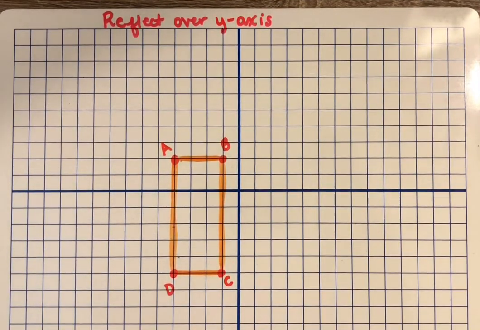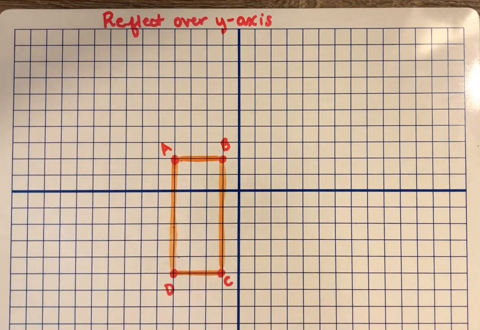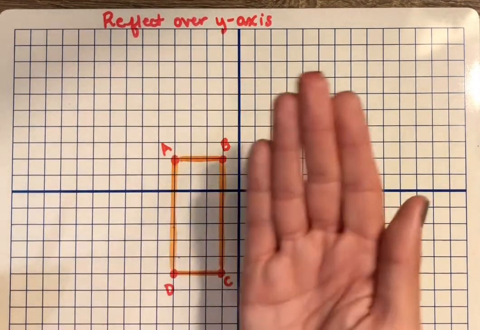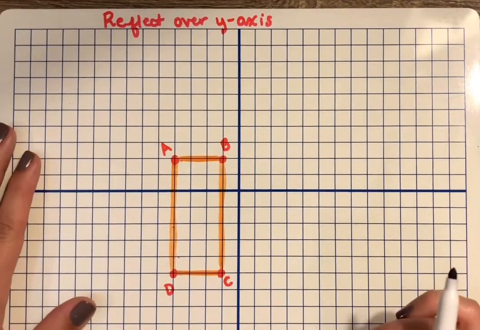In this example, we're going to reflect this rectangle ABCD. This is the pre-image. I'm going to reflect it over the y-axis. So that means it's going to move from the left part of the graph over to the right part of the graph. So I'm going to do this one point at a time.